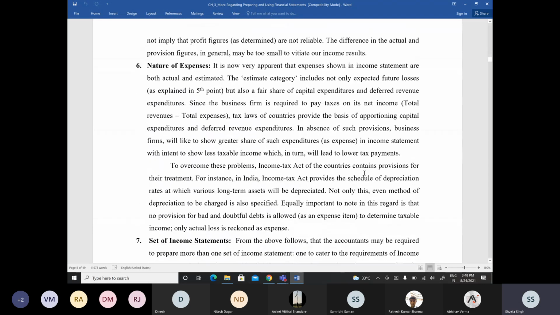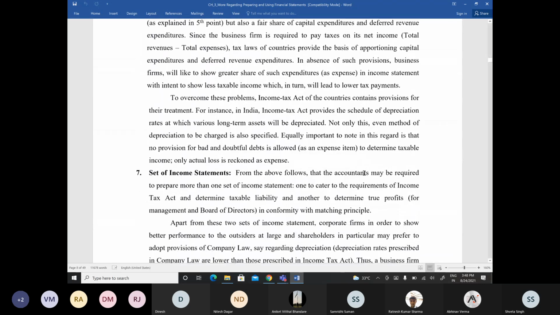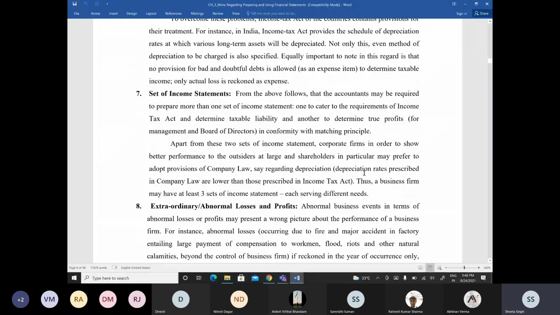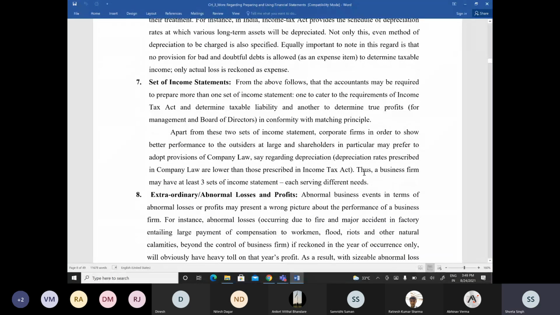Fine. This is what I was telling you. Now, whatever your income statements are there, they are used for internal management, they are used for public information, they are given to the board of directors, they are given to the company law officials. Okay, so they serve a lot of stakeholders.